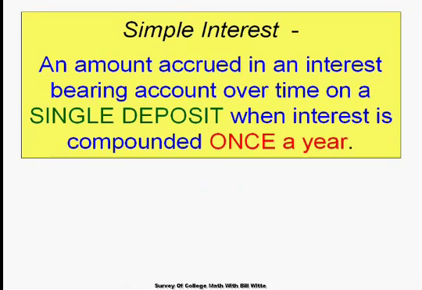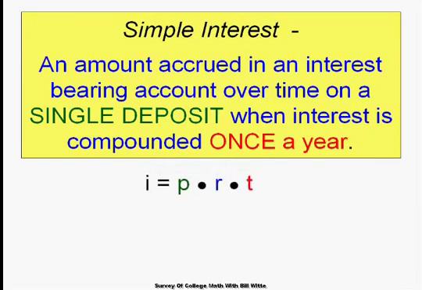Interest. This is free money that you can get. Remember what interest is? And we're going to start with simple interest. Simple interest is an amount that you get, that you accrue, in an interest-bearing account over time for a single deposit. In other words, your grandmother gave you $100 once and you put it in the bank. Not a bunch of payments, just one single deposit. We'll start with that now. And you get interest compounding once a year. Hence the term simple. A single deposit, once a year's worth of interest.